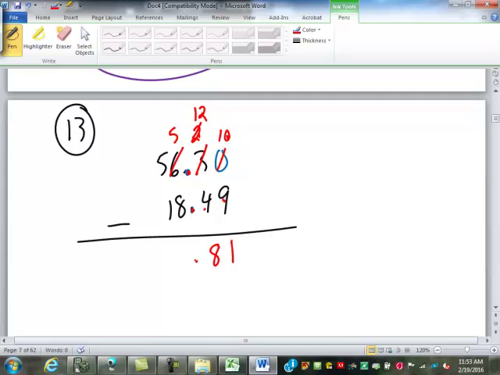Bring that decimal point down. 5 minus 8 can't be done, so we borrow from the 5. That's a 4, and this is a 15. 15 minus 8 is 7, and 4 minus 1 is 3.